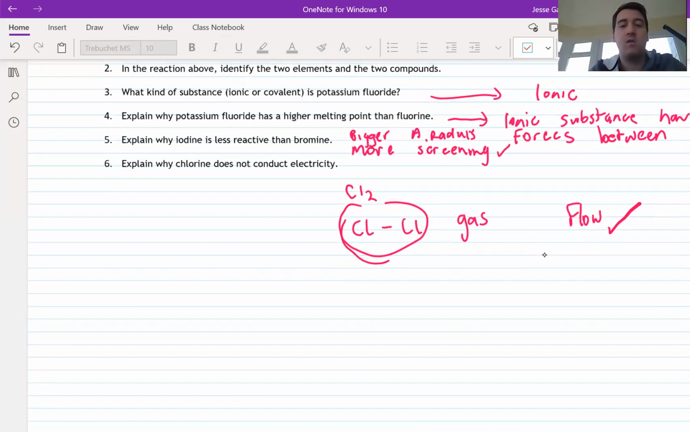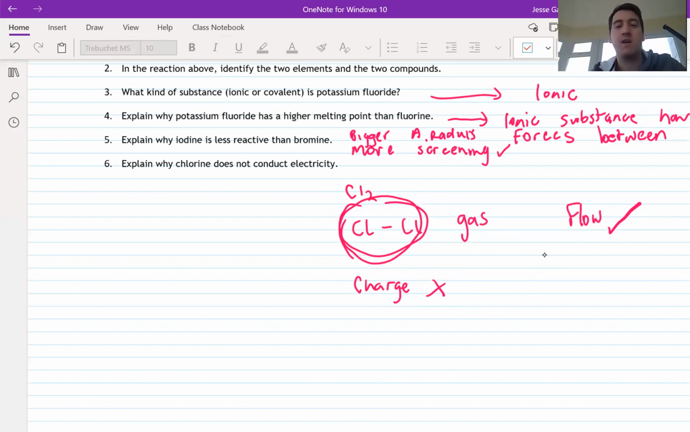But chlorine molecules, do they have a charge? Overall, no, they do not. They are neutral. There is no charge here. We haven't got one atom that's taken an electron and one atom that's lost an electron. Those are charged particles. So charged, it does not have. So explain why chlorine does not conduct electricity. Chlorine does not contain any charged atoms or ions. So overall, it's a neutral compound. It's not charged.